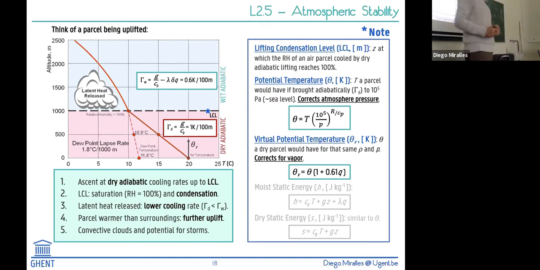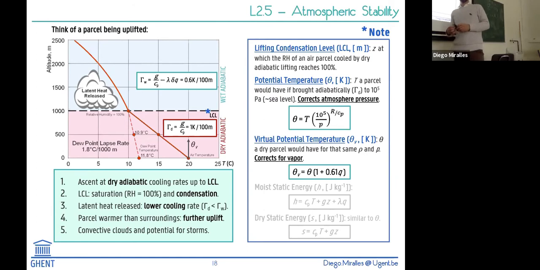That's your potential temperature: temperature corrected by pressure. You can also correct your temperature by the humidity that it has. Why does it even matter? Why would you actually correct by the moisture content of the air? Because, as we mentioned earlier in the lecture, the moisture content also changes the density of the air and also affects the ascent of the parcel and so on.